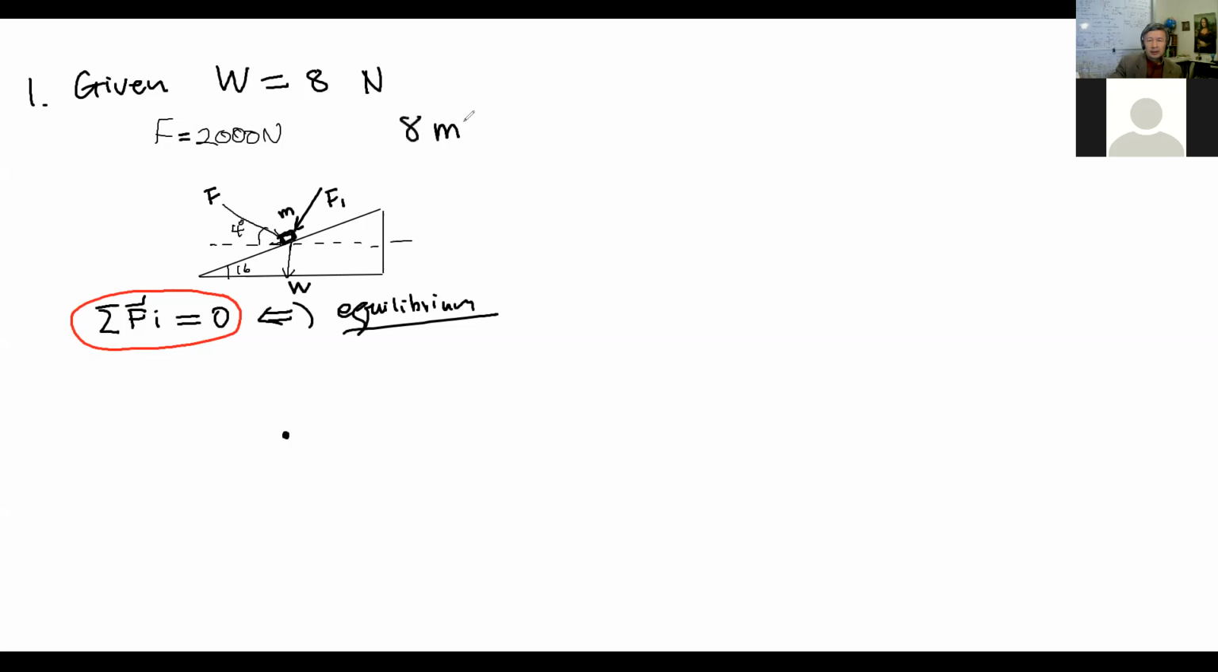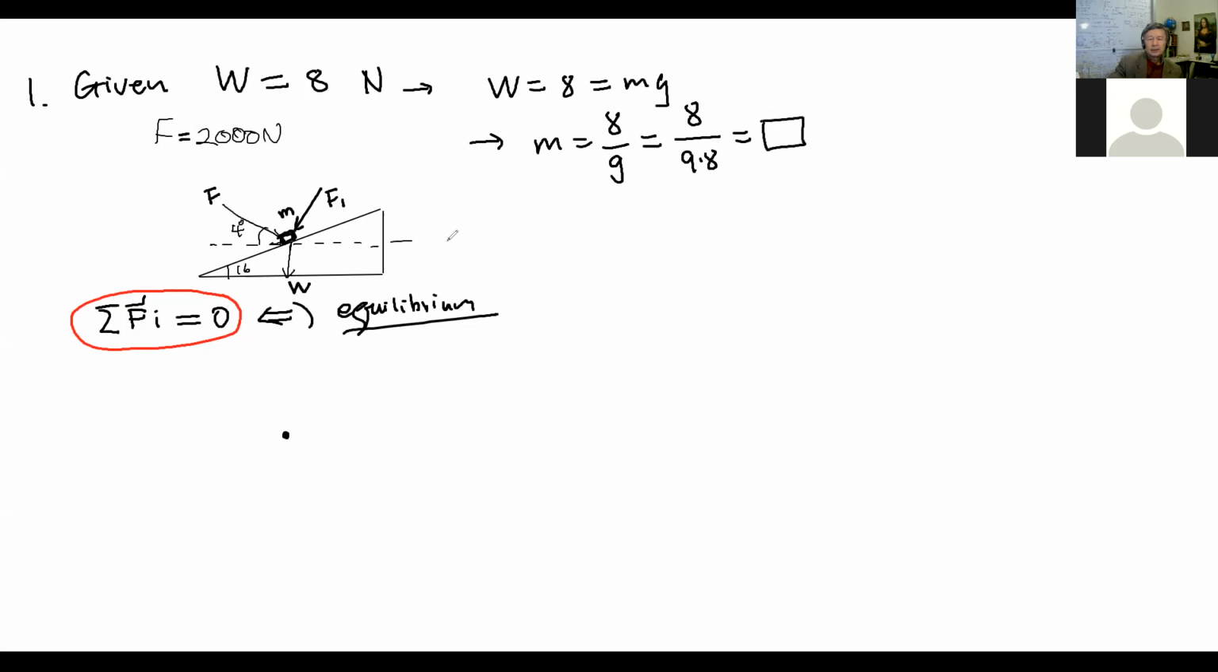8 Newton were equal to mg, right? So from this information, what we can say is that the W were equal to 8, and also equal to mg. Right, so g is given, so therefore mass can be calculated. The mass were equal to 8 divided by g. So what is g, do you know? 9.8. Yeah, 9.8. So in this way, you should be able to work out the mass. Okay, so mass is given.